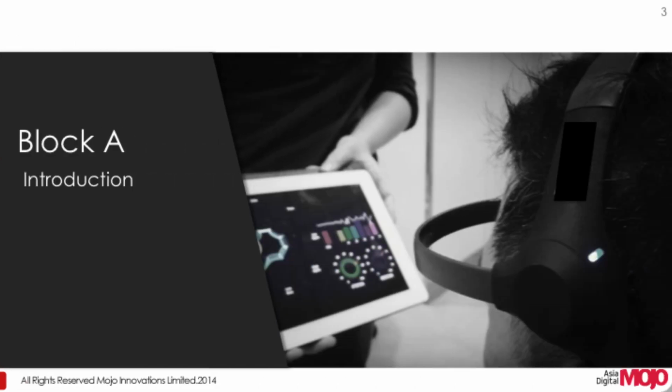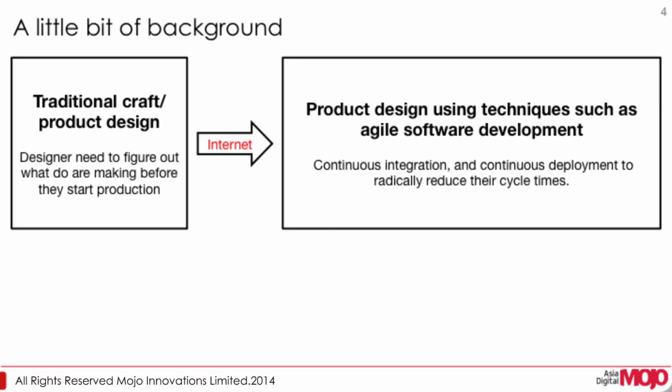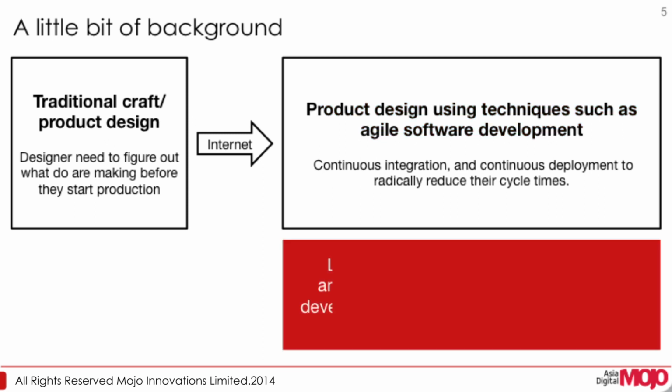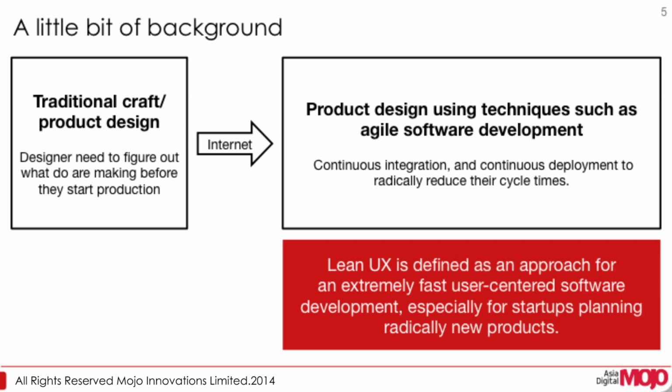So what is Lean UX? Let's start with a little bit of background. Now, the internet has changed everything. Producing products using techniques such as agile software development is completely different from the traditional ways. So Lean UX is a revolution of product design. Instead of talking about features and documentation, we talk about what works.